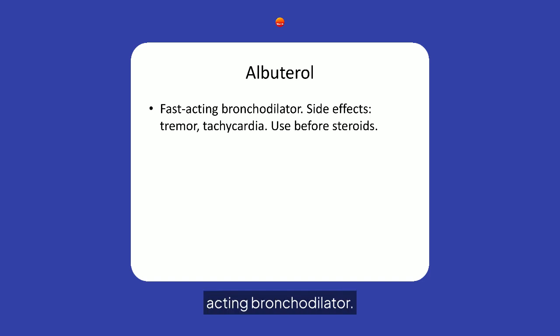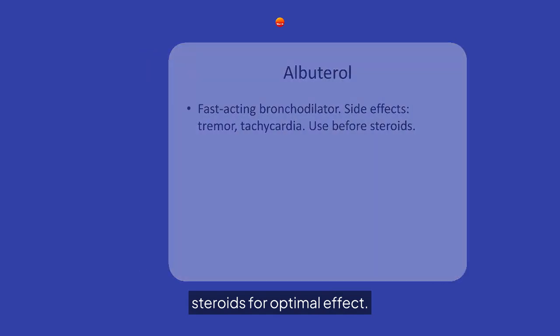Albuterol is a fast-acting bronchodilator. Common side effects are tremor and tachycardia. Use it before administering steroids for optimal effect.